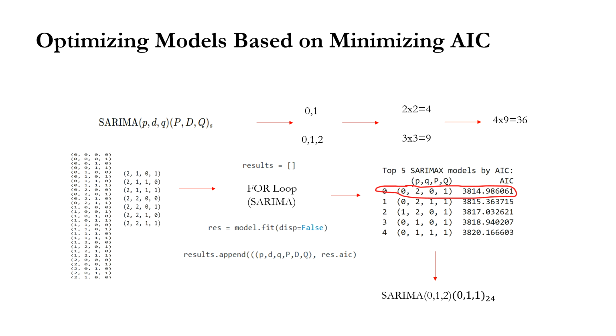So if we reduce this equation, we could say it's a SARIMA with 0, 1, 2, 0, 1, 1, 24, 24 being 24 hours.